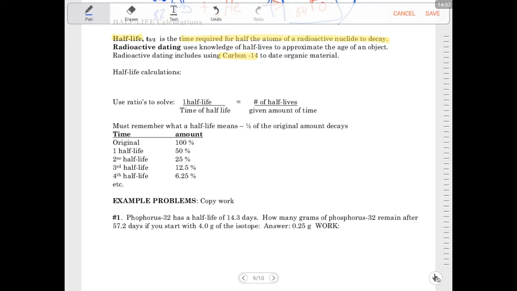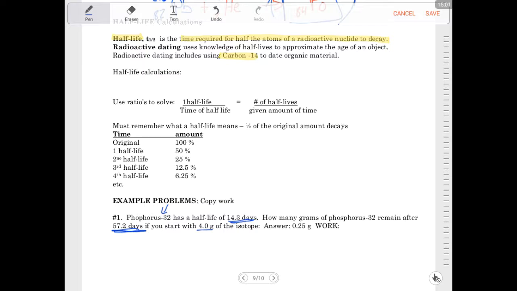It says phosphorus-32 has a half-life of 14.3 days. How many grams of phosphorus-32 remain after 57.2 days if you start with 4 grams of the isotope? To be honest, it doesn't really matter that it's phosphorus-32; it's just telling us that it's a radioactive material that's going to break down. We know that 1 half-life equals 14.3 days. We have a total of 57.2 days.